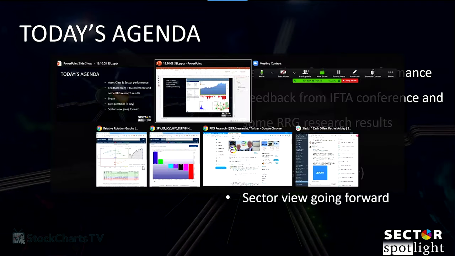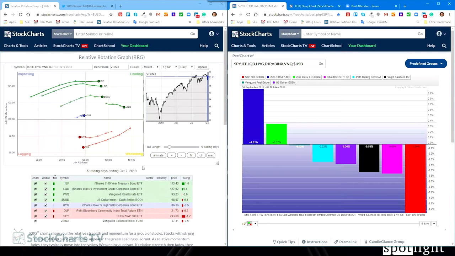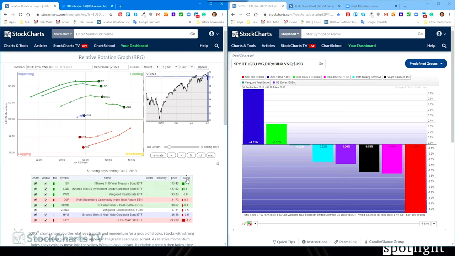Okay, let's start with my screen and do some reviews. Well, here is the RRG with some asset classes on the left, and on the right-hand side, we have the performance of last week. Now, there's a little trick here that I want you to know. The RRG is set to 5 days daily, and you can see the performance actually in the table on the right. And if you click on the percentage change, you will be able to sort on that performance.